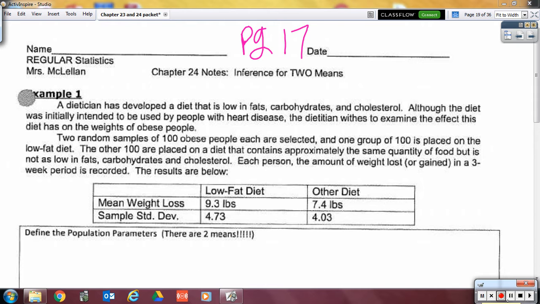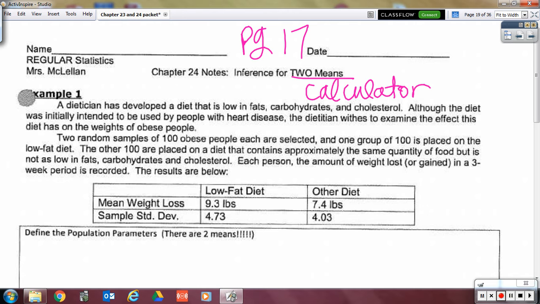All right, so here we go. So we're on page 17, and what we're going to do is start doing inference with means with two means. So you've just finished one mean, and you did those by hand. When I start mixing in two means, then I let you use the calculator. So we're going to get to do these two means in the calculator.